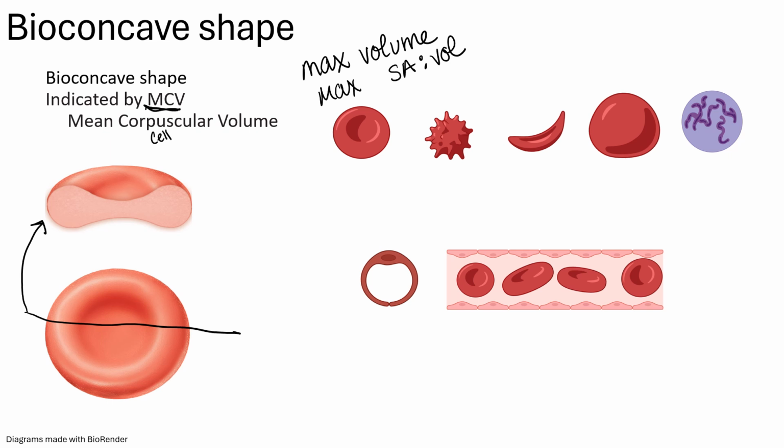I'm sorry, I have some alternative shapes here. This is what is called a Burr cell. This is what is called a sickled red blood cell. And this is what is called an ovalocyte. This one here is called a reticulocyte. And it's not a bad thing. Reticulocytes are just immature red blood cells. They're floating in your blood. They're not misshapen, but they're just like, I'm not ready yet.